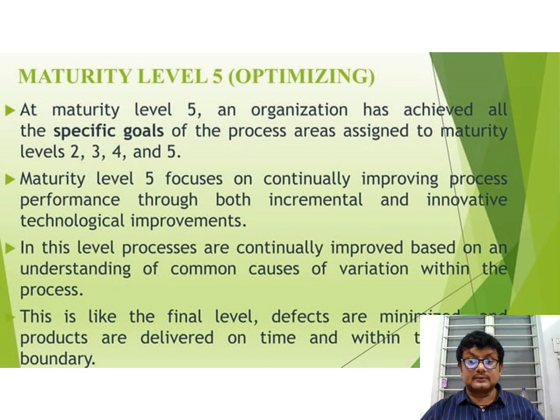And coming to maturity level 5, that is about optimizing. At maturity level 5, an organization has achieved all the specific goals of the process areas assigned to maturity levels 2, 3, 4 and 5. Maturity level 5 focuses on continually improving process performance through both incremental and innovative technological improvements. In this maturity level 5, processes are continually improved based on an understanding of common causes of variation within the process. This is like the final level. Defects are minimized, and products are delivered on time within the budget.